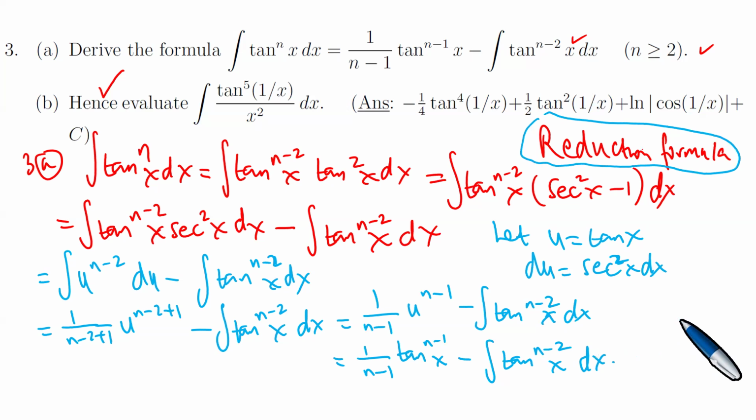Because it said hence, we're just going to use the reduction formula to do that. It's called a reduction formula because what it does is reduce the powers of the function, making the powers much less. So that's what we have.